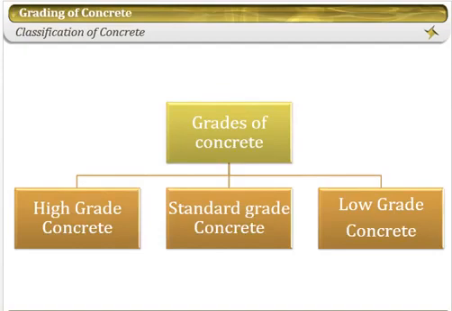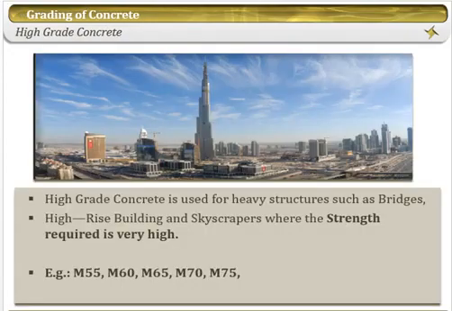After that, we will continue the classification of concrete. Here in the classification you can see grade of concrete. First is high grade concrete, second is standard grade concrete, and third is low grade concrete. Our Indian Standard classifies grades according to their characteristic strength. Here we discuss some strengths.